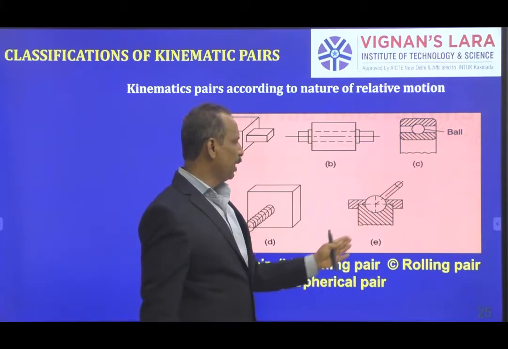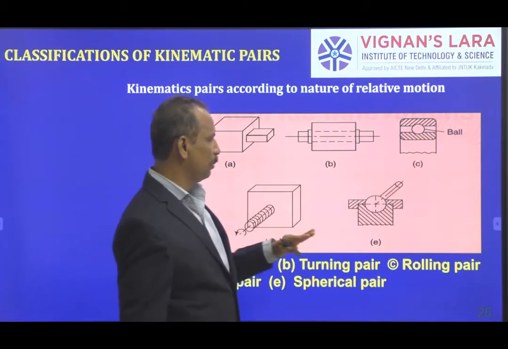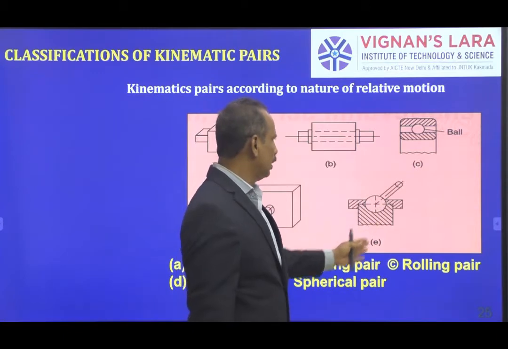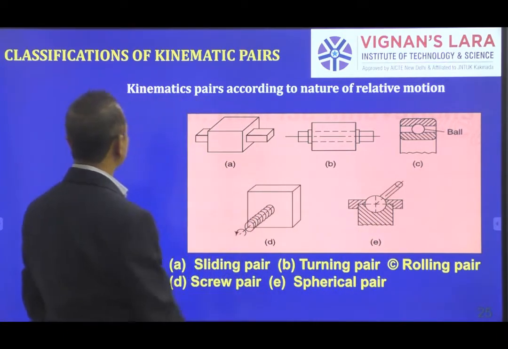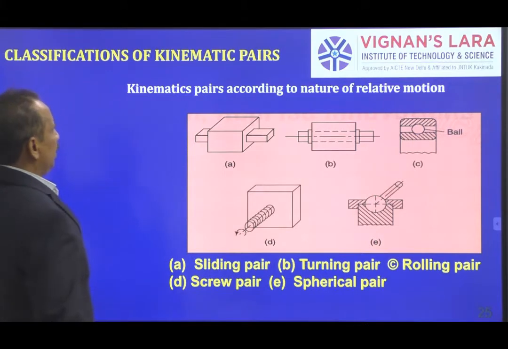And a spherical pair, for which a pen stand was given as an example, where a pen can be rolled in whatever direction you want. So this is another classification which we have discussed, the kinematic pairs according to relative motion.